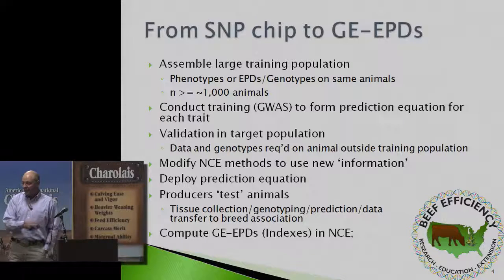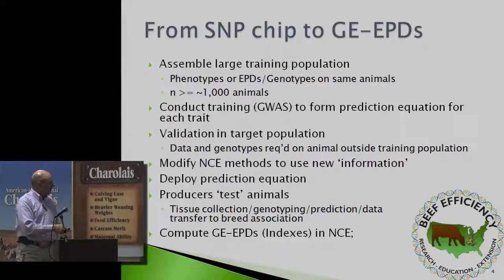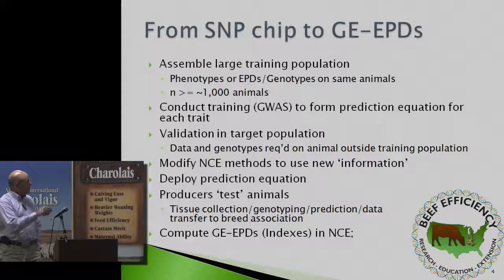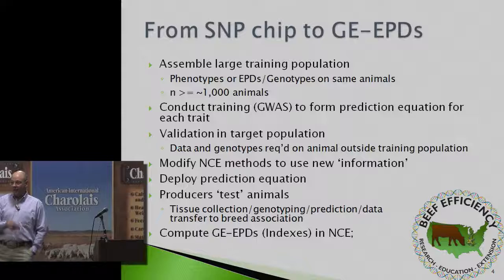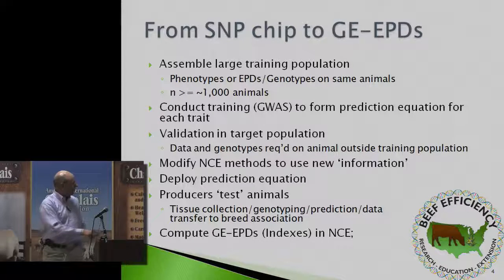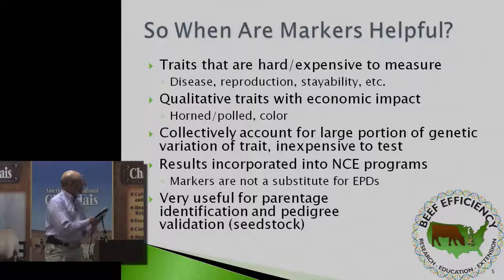So you can see it's a pretty involved process. There's lots of steps, lots of players, and it takes a fair bit of time and money, blood, sweat, and tears to make all of this happen. But at the end of the day, what we typically come out with is a methodology that results in producers having a more reliable tool to use in selection that is on the same base and scale and terminology as the EPDs they're already familiar with using. And that's an important outcome, I think, of making genomically enhanced EPDs. We'll talk about some other benefits as well.